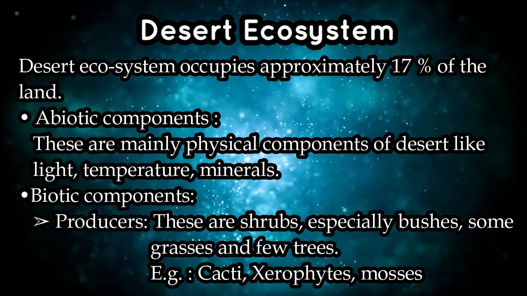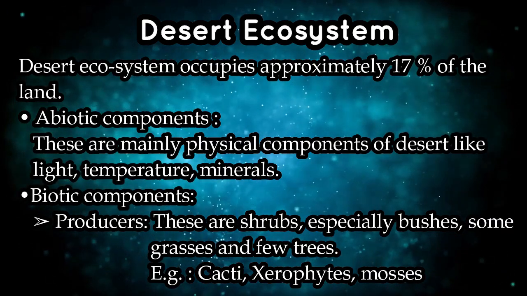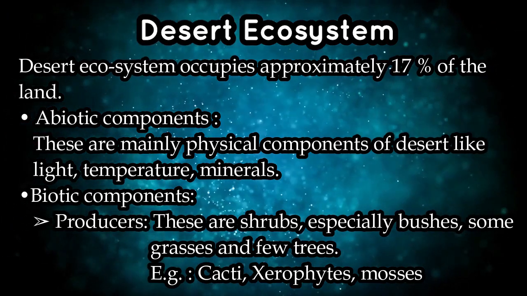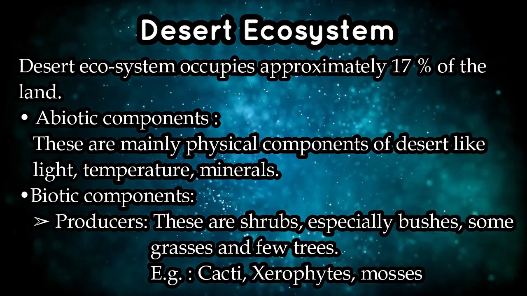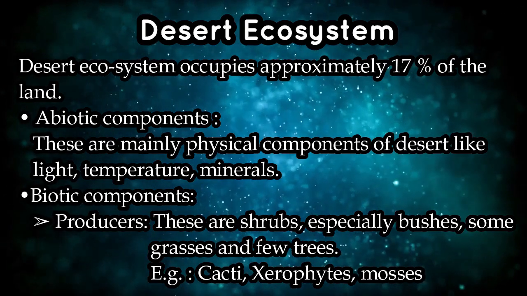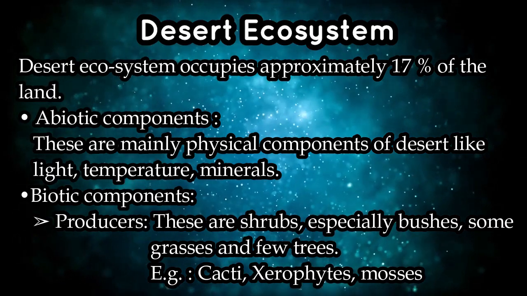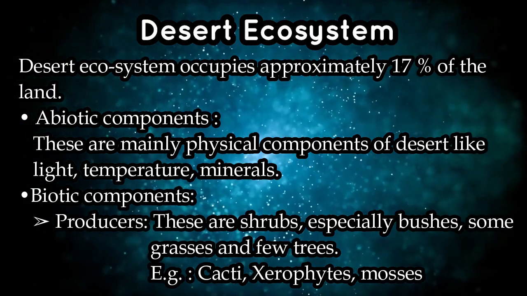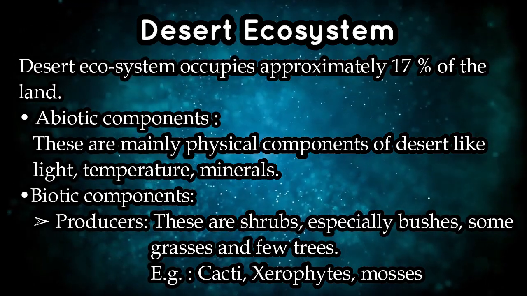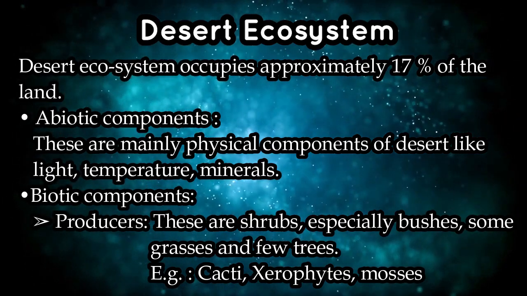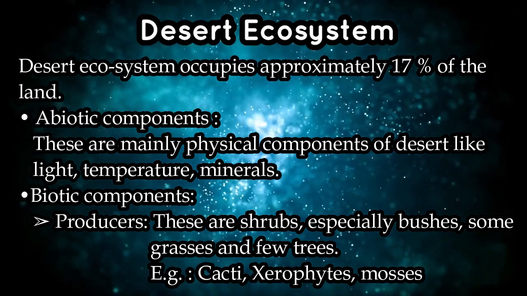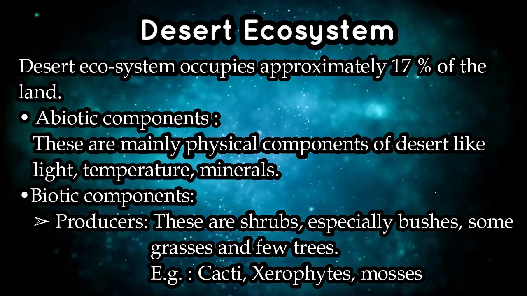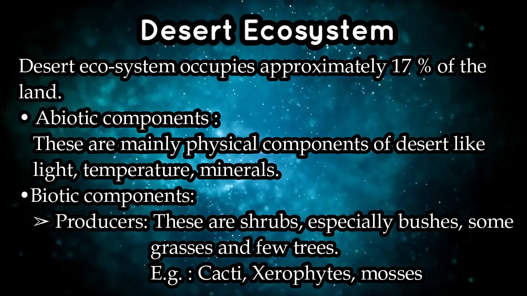Okay, now as far as hot deserts are concerned, we will see that about 17% of the total land area is covered by desert ecosystem. Okay, 17% of the total land area is covered by desert ecosystem. Now this 17% constitutes different types of abiotic and biotic factors, and these abiotic factors include light, temperature, minerals, then sand will be there, air will be there, wind will be there, storm will be there, right?